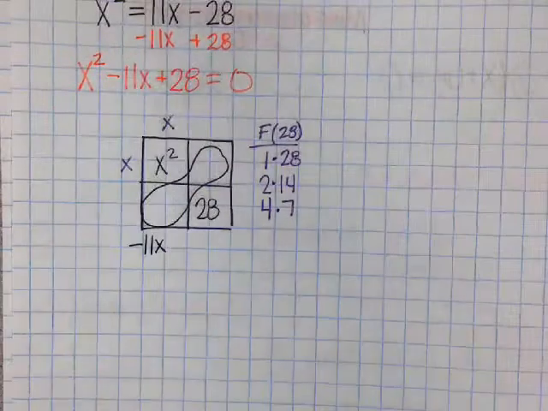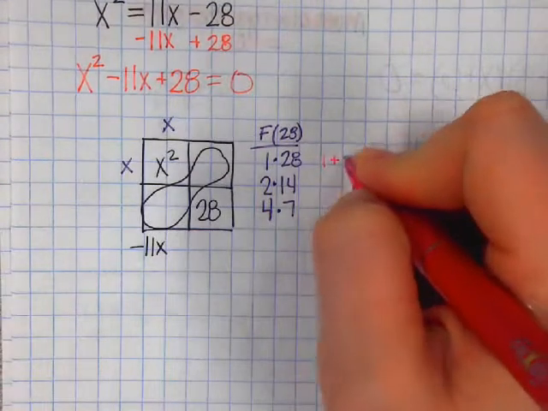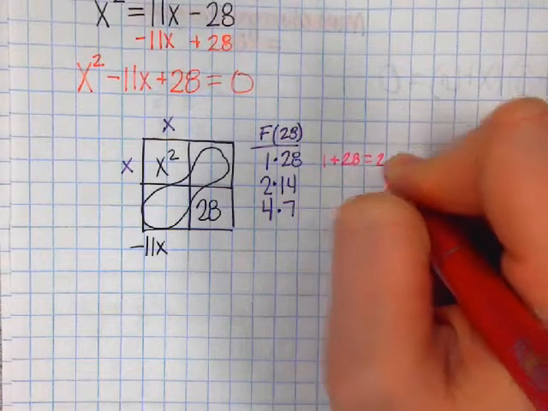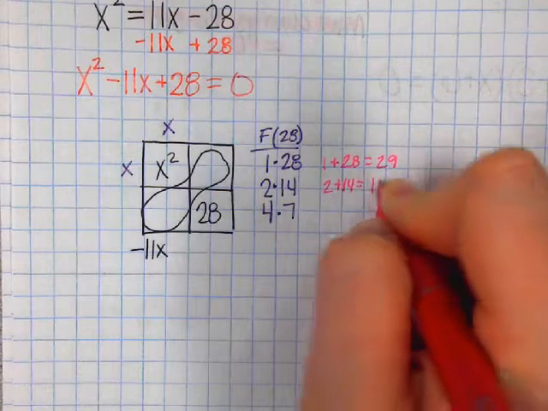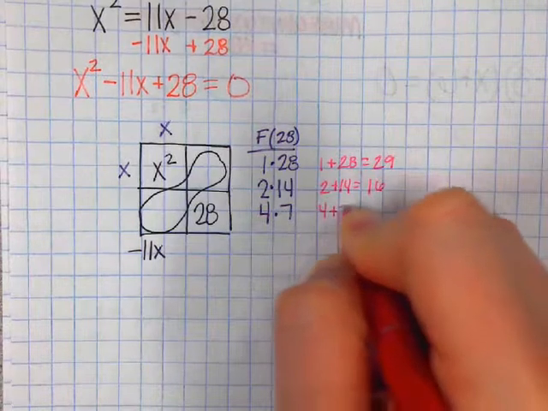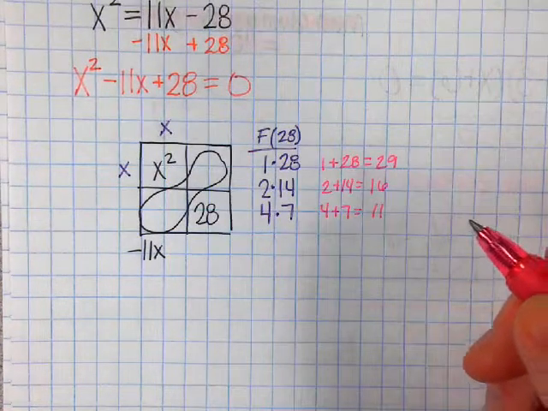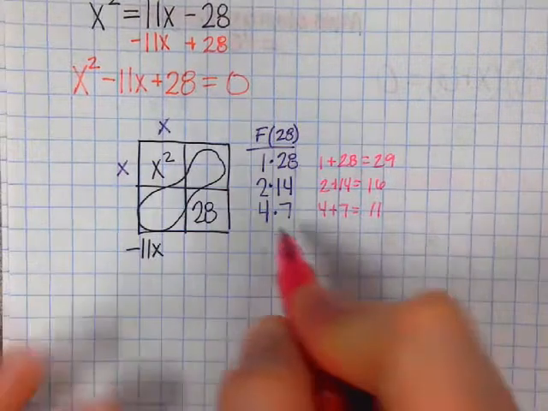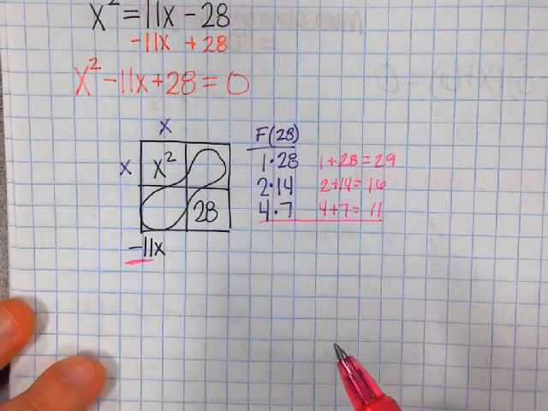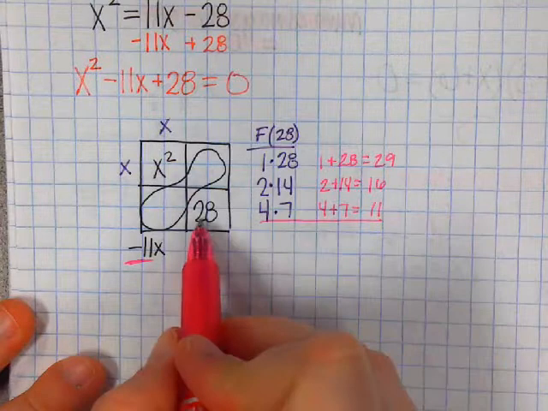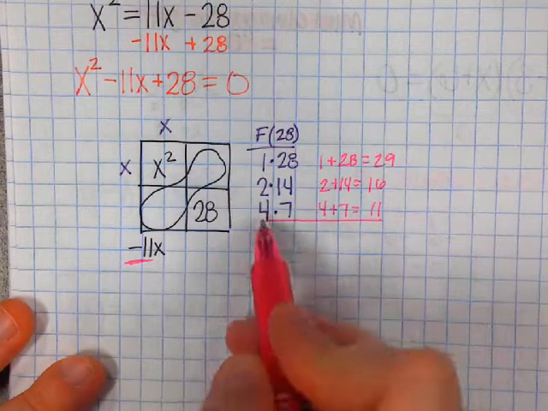Okay, now let's go ahead and add them. Let me find what color I want. I want pink. Okay, 1 plus 28 is 29. 2 plus 14 is 16. 4 plus 7 is 11. So this is really close. The only problem is we need a -11.